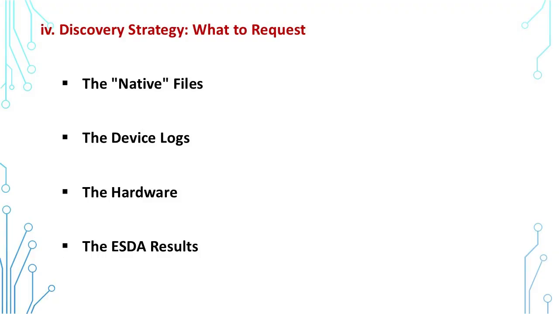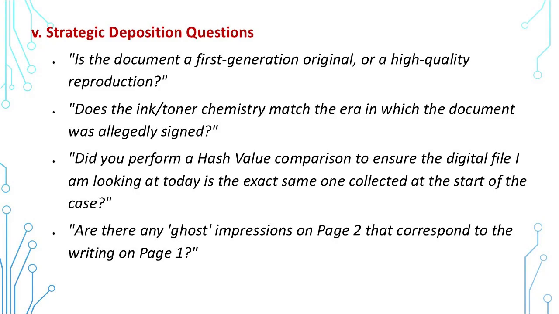Let's move on to strategic deposition questions. You have to ask questions like this: is the document a first generation original or a high quality reproduction? That is where you have a questioned document to be examined. You need to know whether the exemplar and even the disputed document are both first generation originals or high quality reproductions.